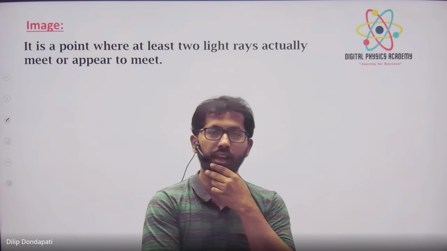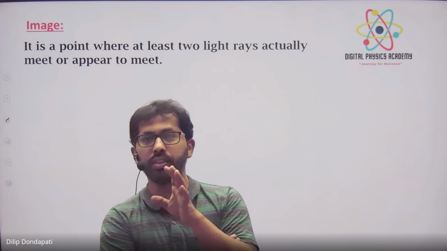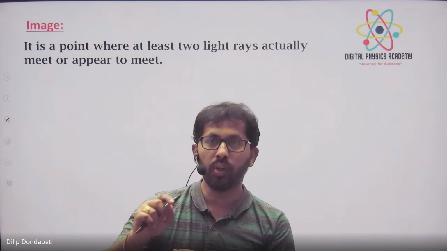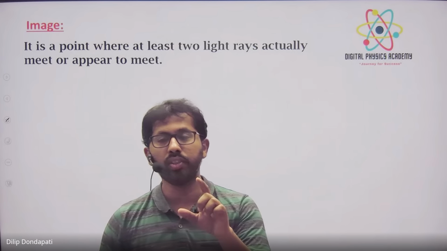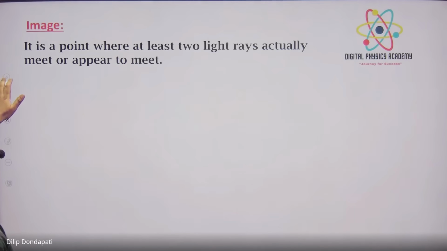Real is always inverted. No, virtual is erect. The plane mirror's image is virtual. Virtual is always erect. Real is always an inverted image. Okay, so we'll write the differences between them.